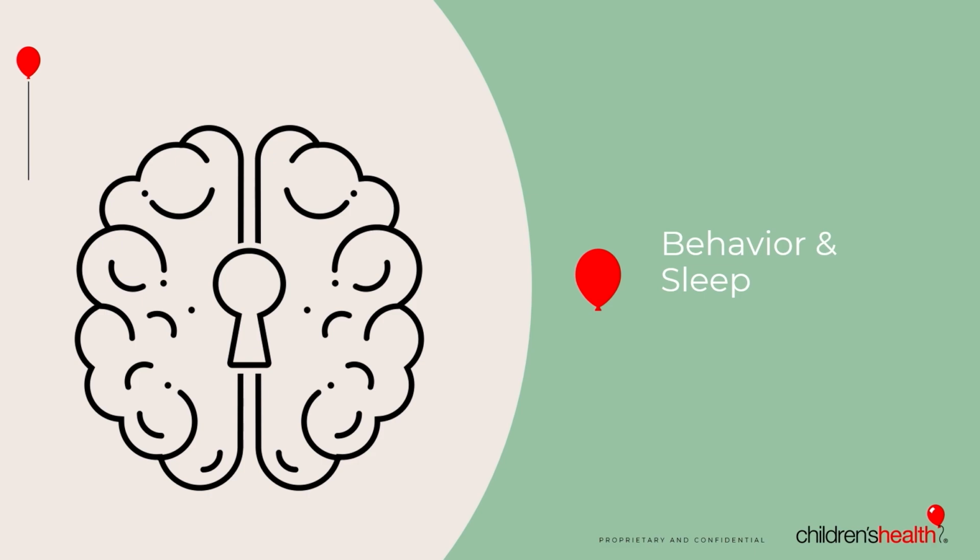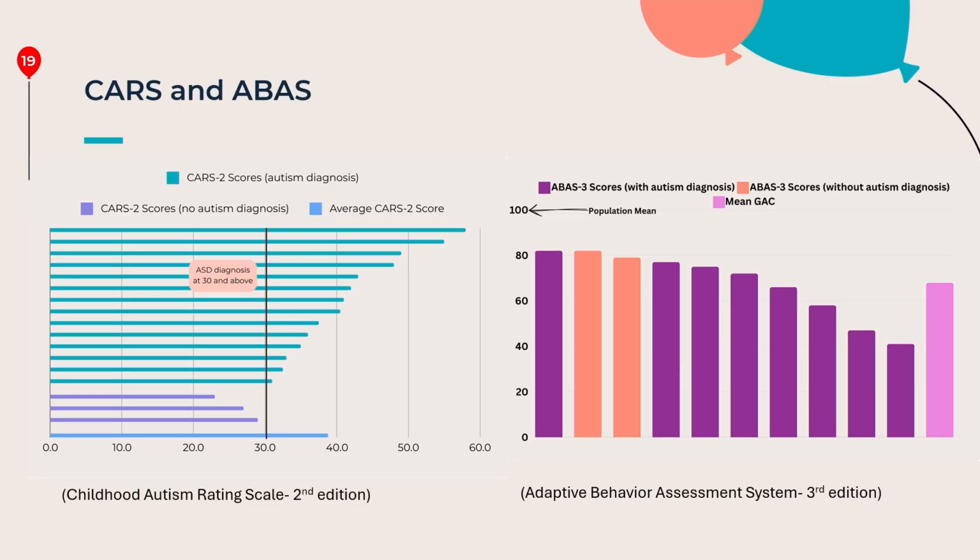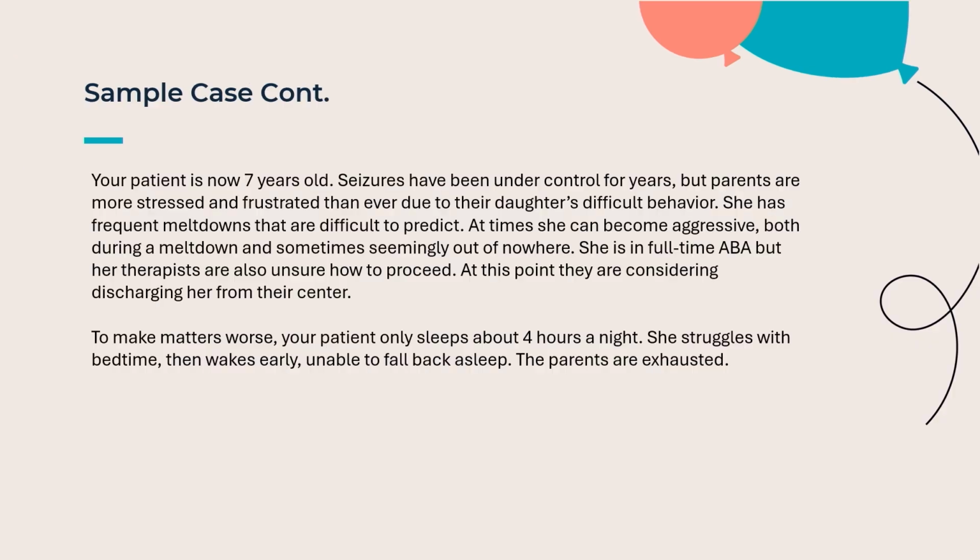Okay, back once more to our sample case. Your patient is now 7 years old. Seizures have been under control for years, but parents are more stressed and frustrated than ever due to their daughter's difficult behavior. She has frequent meltdowns that are difficult to predict. At times, she can become aggressive, both during a meltdown and sometimes seemingly out of nowhere.